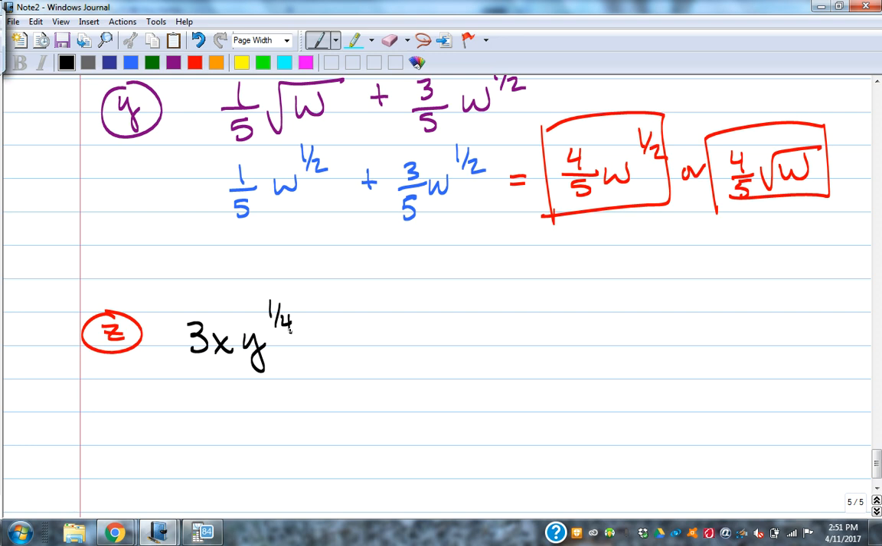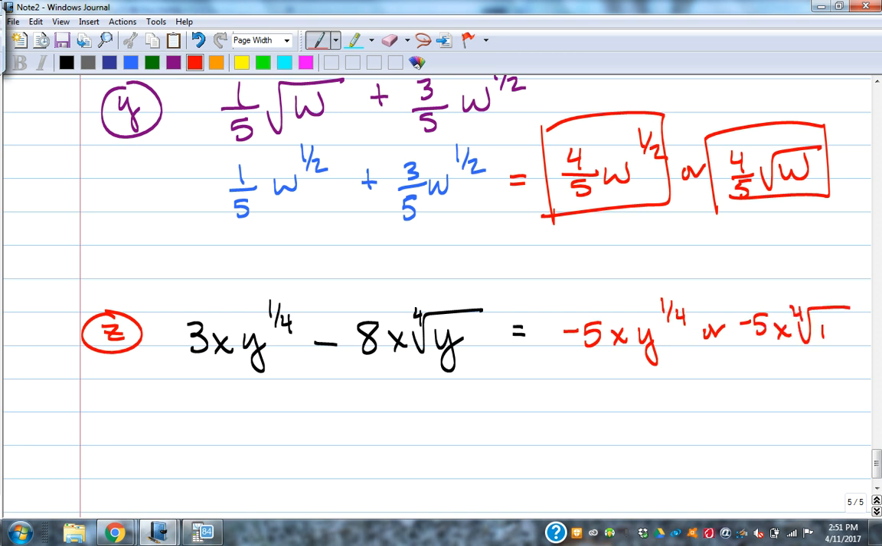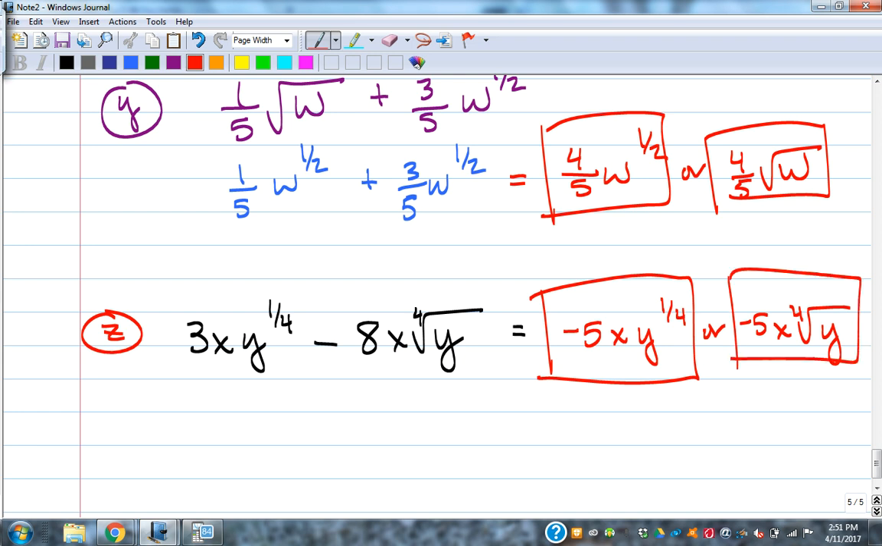3x y to the 1/4 minus 8x the 4th root of y. Are those like terms? Yeah. What makes them like terms? The 4th root and the 1/4 interchange, and they both have x's on the front. So when we put these together, it's going to be -5x y to the 1/4 or -5x 4th root of y. Either of those ways of writing the solution would be correct.